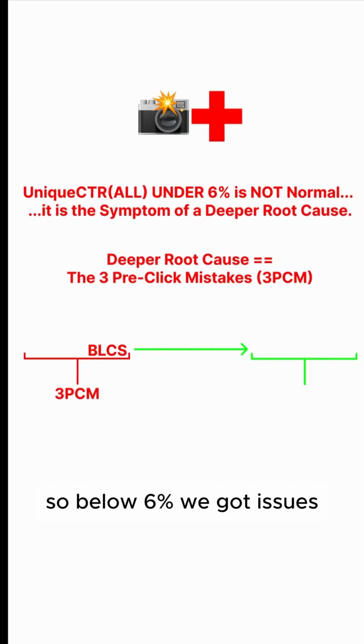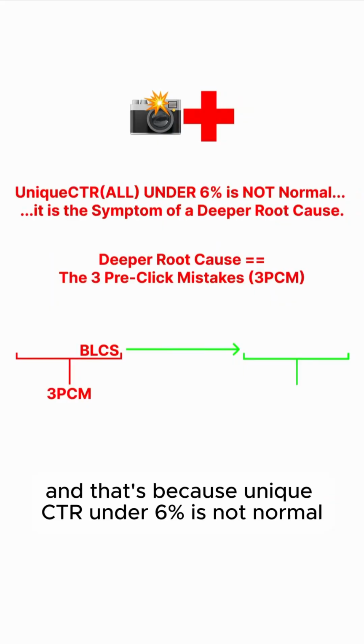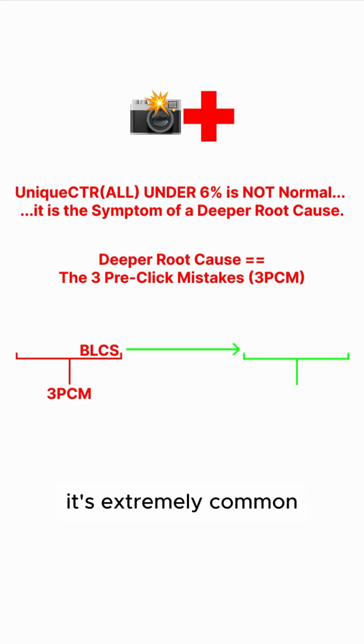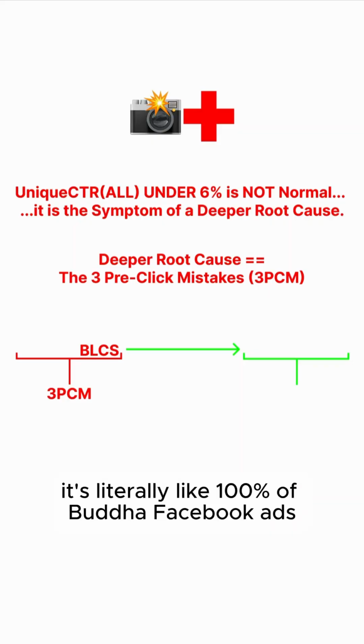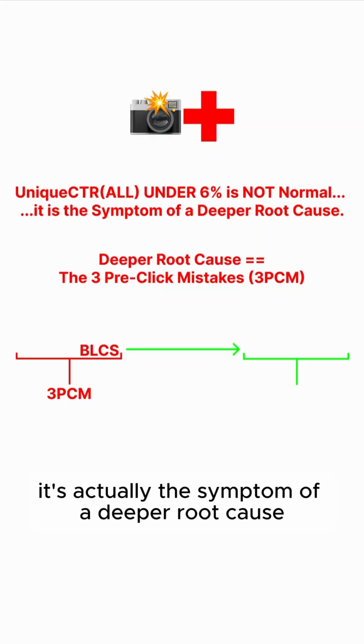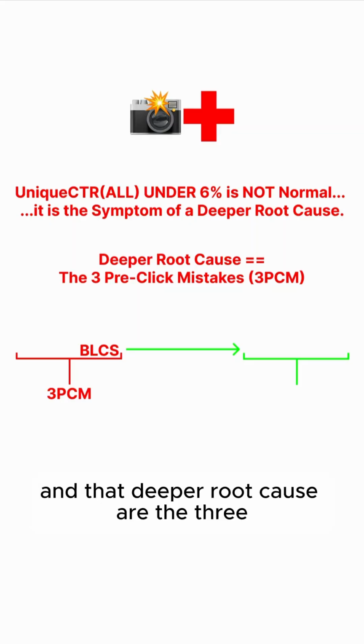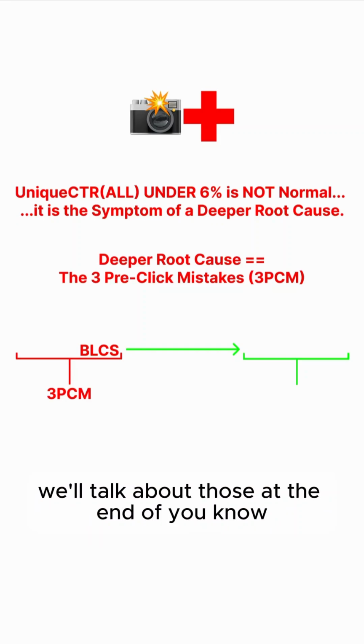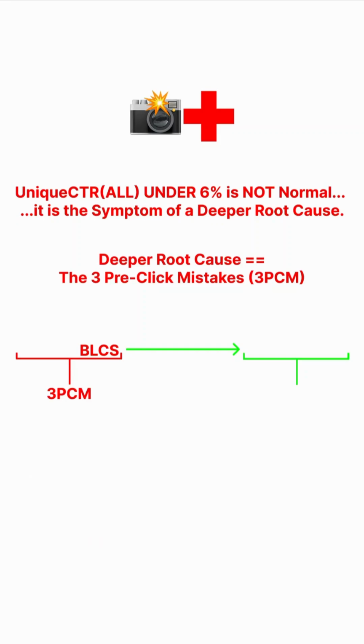So below 6%, we got issues, and that's because unique CTR under 6% is not normal. It's extremely common. It's literally like 100% of Boudoir Facebook ads I've seen, it's extremely common, but it's not normal. It's actually the symptom of a deeper root cause. And that deeper root cause is the 3 pre-click mistakes. We'll talk about those at the end of the video.